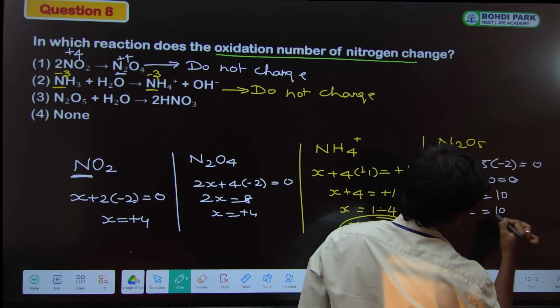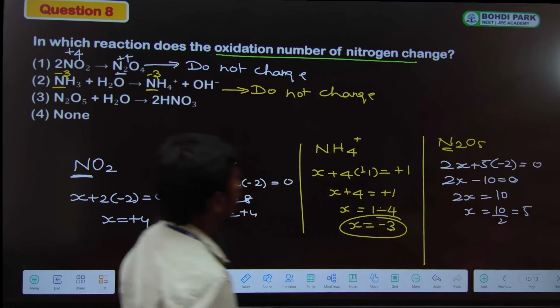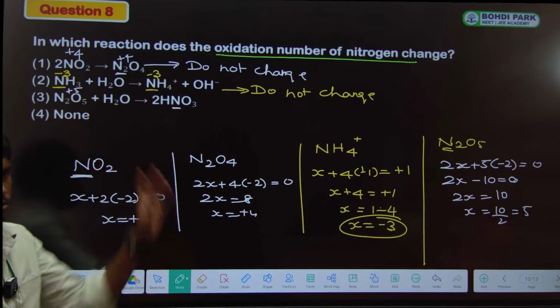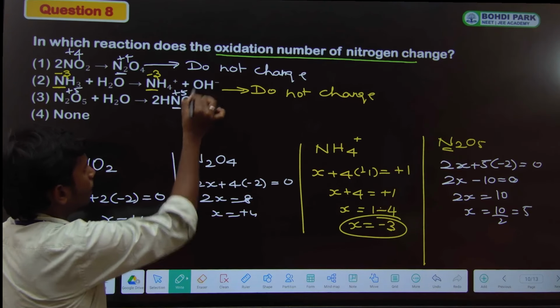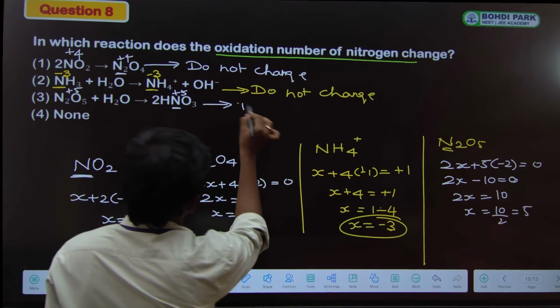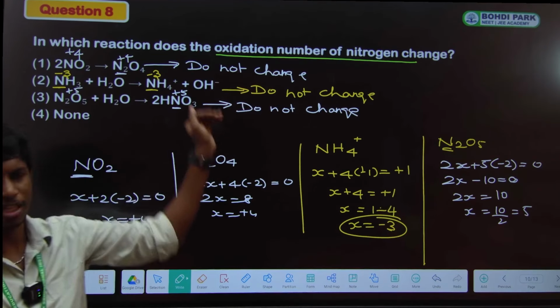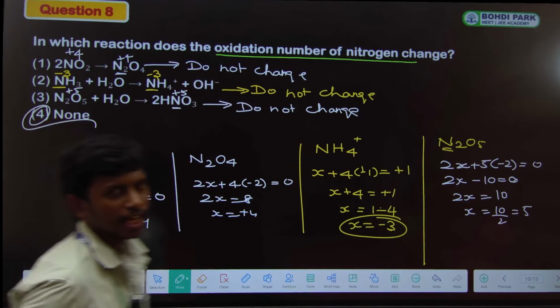Then x is equal to 10 by 2, which is 5. So here the oxidation state is plus 5. Here HNO3, just now we found it is also plus 5. So here also no change. They are asking in which one the change will happen. It did not change in any of these. So option 4, none of the above, is the correct answer.